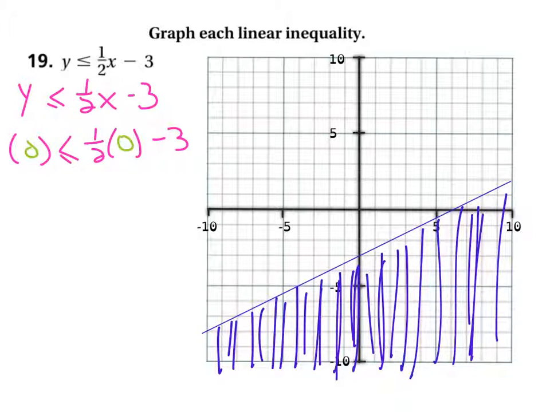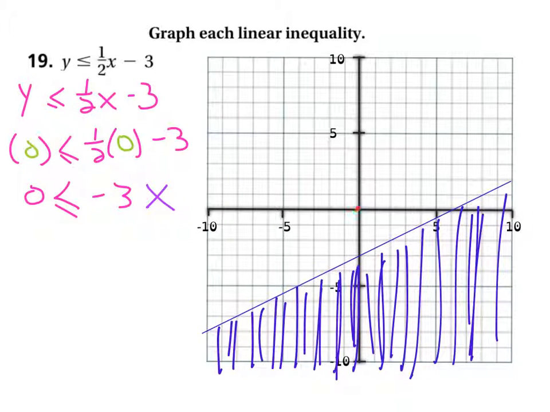Okay, so we get 0 is less than or equal to 0 minus 3 or negative 3. Is it true that 0 is less than or equal to negative 3? No, it's not true, actually. This is not a true statement. So is that okay? Yeah, it's definitely okay. We checked a number that was not in the shaded region, and it didn't make it true. So that is a good sign.